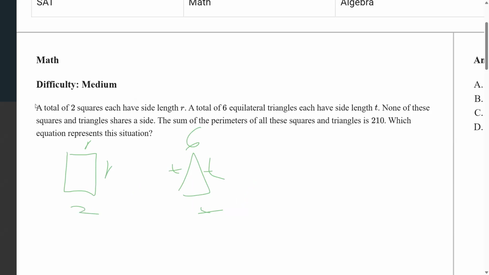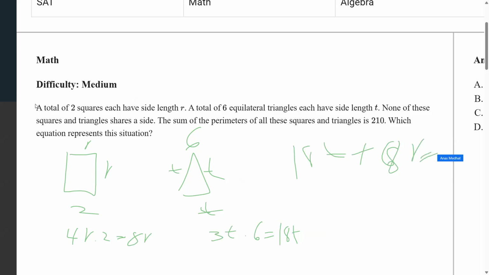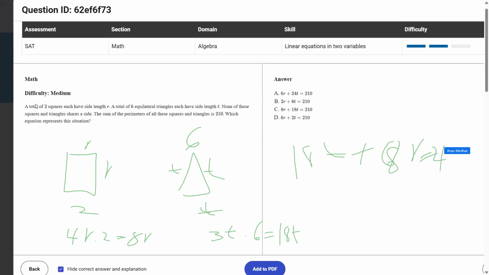Okay. Each square has 4r, right? Times 2 gives you 8r. And each triangle has 3t, and we have 6 triangles, so we'll have a total of 18t. If we add everything together, it will give you 18t plus 8r equals 210. And the answer is C.